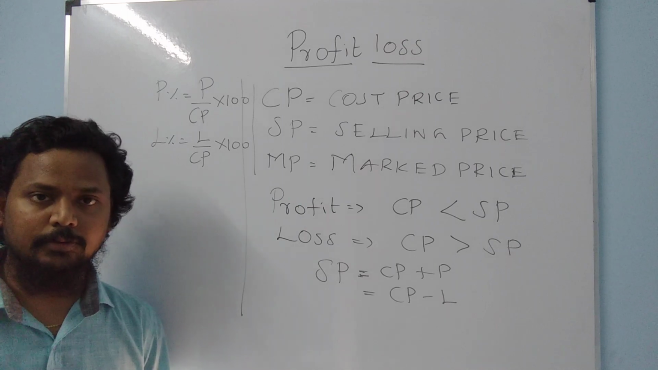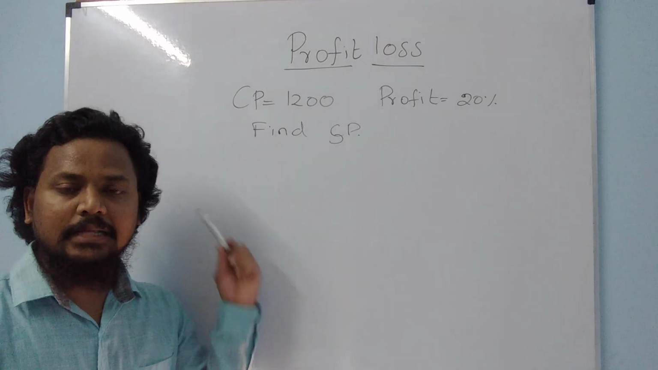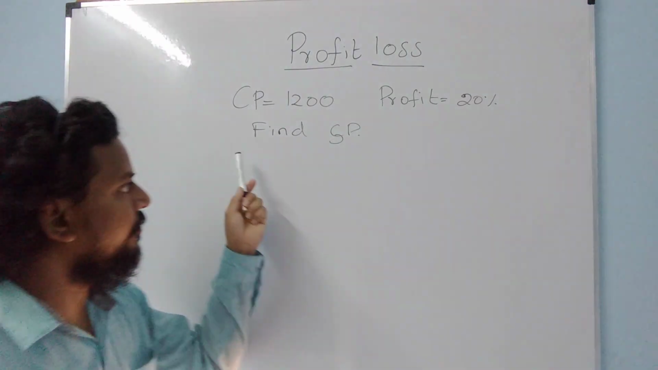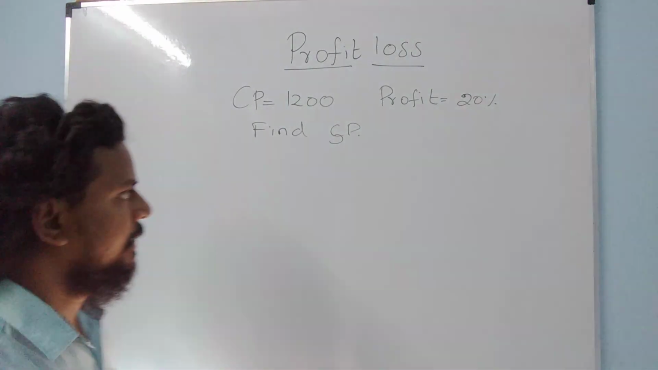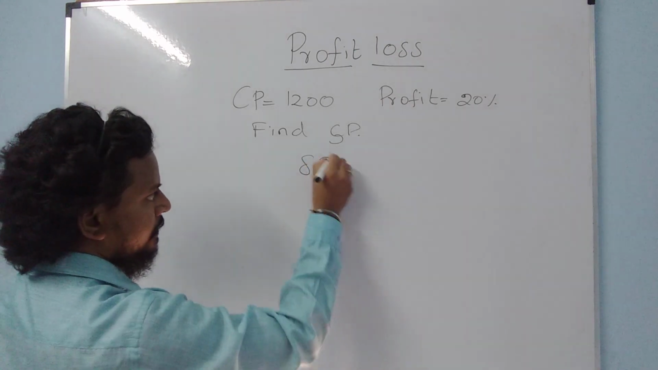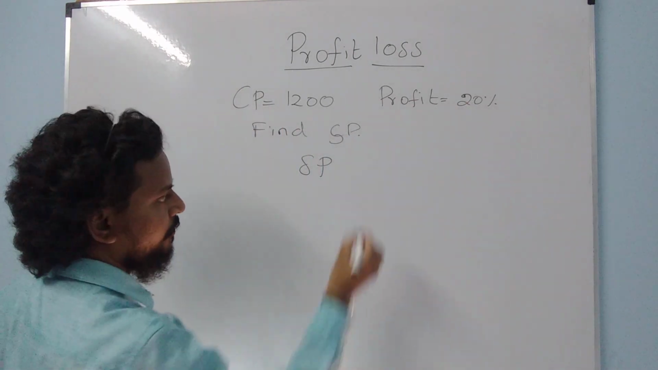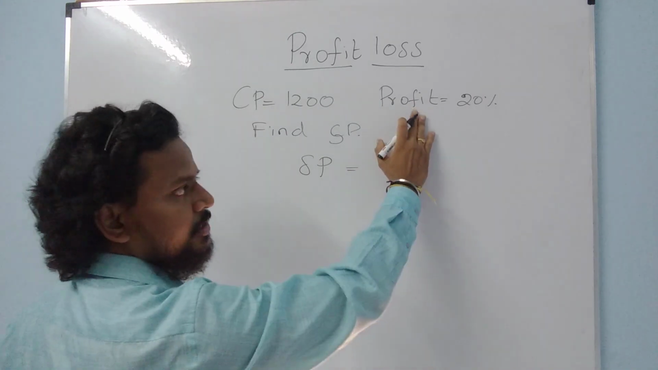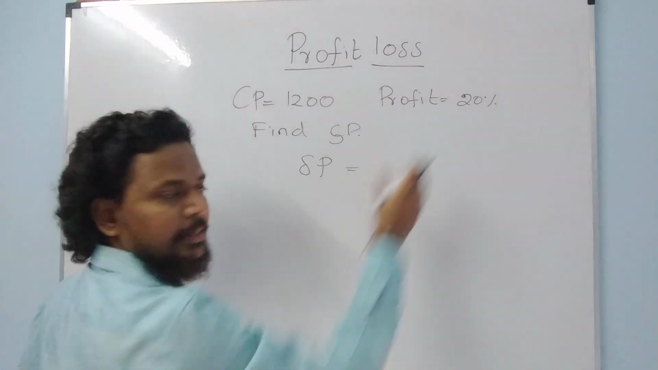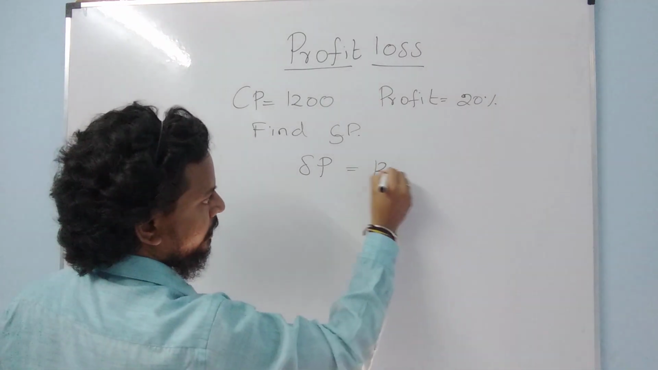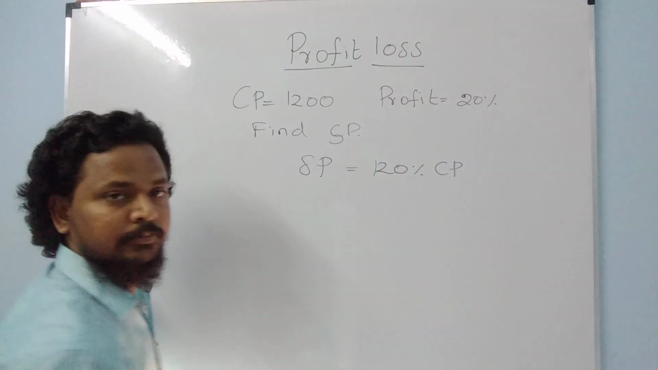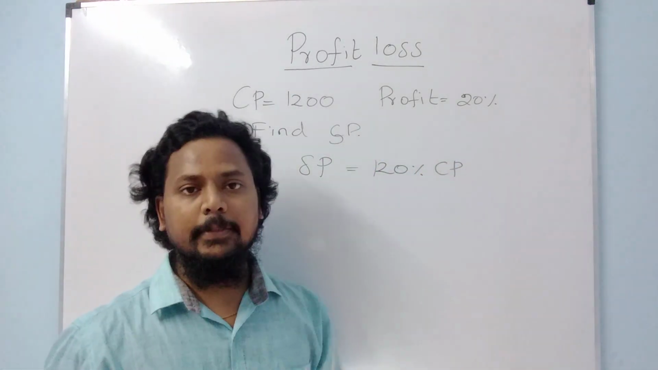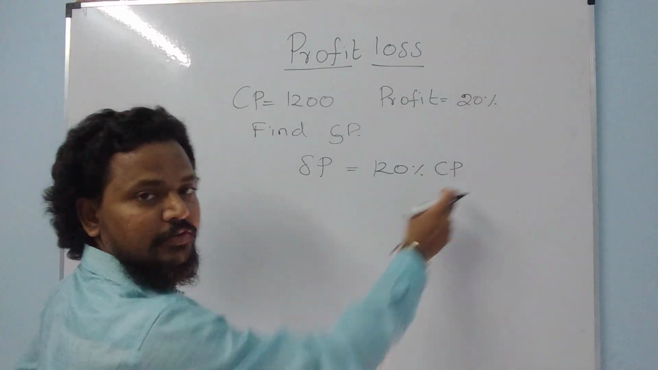Okay, let's see a problem. Here is a problem given. Cost price is 1200, profit is 20%. You need to find the selling price. How can we do that? Simple. In terms of percentage, the relation between SP and CP is: SP is more than the CP because it is profit, very clear. How much more? 20%. So we can write this as 120% of CP. 100% is my investment, and I got extra 20% profit. So I can write 120% of CP.